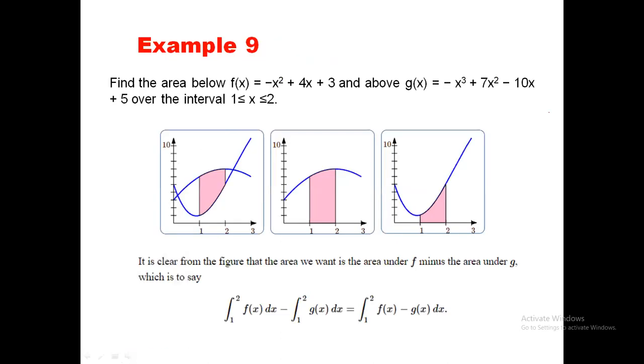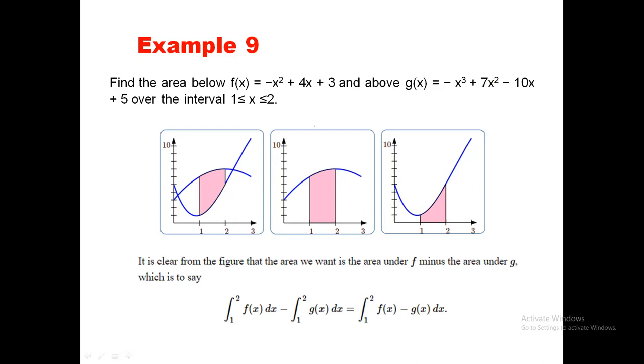Okay, example 9. We'll have this. See different scenarios. I'm sure you know how to do here. Your function of x is negative x squared plus 4x plus 3. And g of x is x cubed plus 7x squared minus 10x plus 5 on the interval 1 to 2. So how do you find this area? In here, you're shown the two separate areas, the bigger area minus the smaller area. That will give you this bounded area.